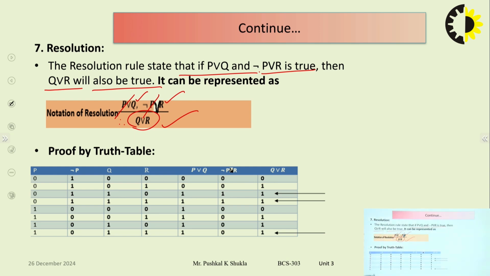So here we see that P or Q is true, and negation of P or R is true, then Q or R is true. This is also applicable, this is also true.